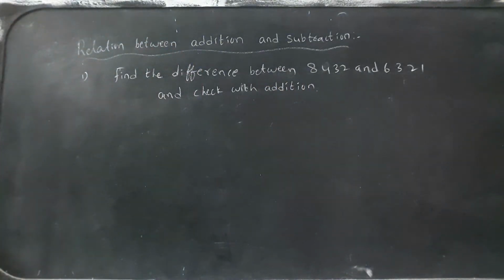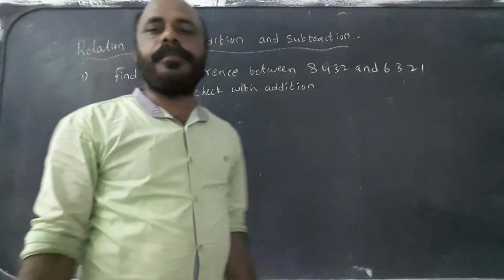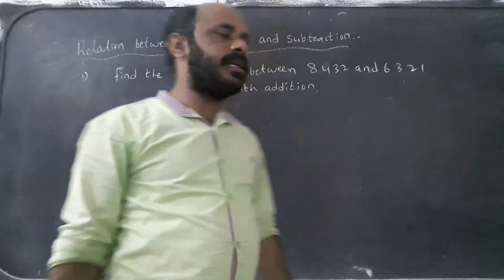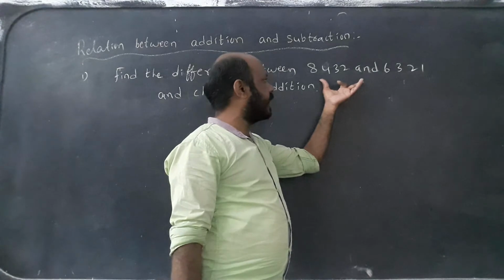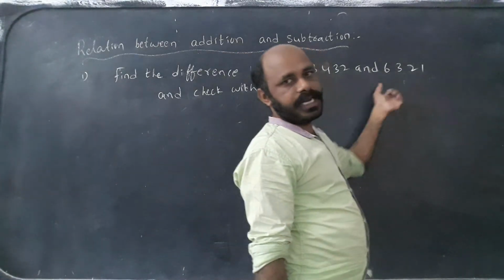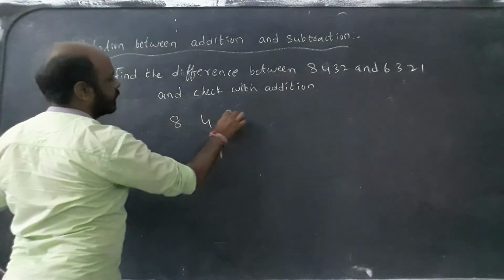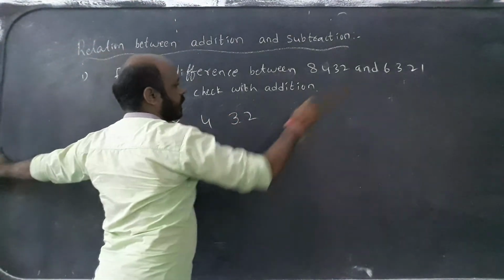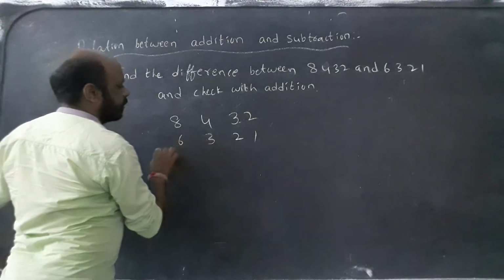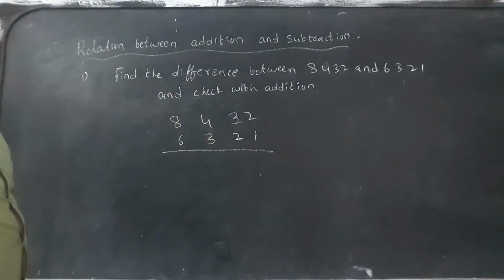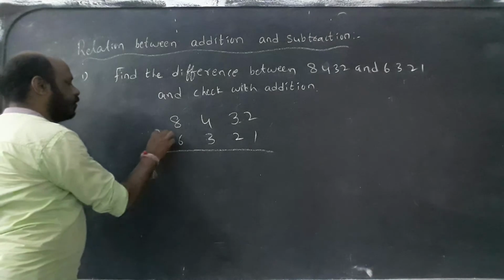Okay. See, check with addition means first we have to find the difference. Difference means subtraction. We have 8,432 and 6,321 given. Which is the bigger number? First we write 8,432, the bigger number. The smaller number is 6,321. What is the difference? Difference means subtraction. We have to do subtraction.